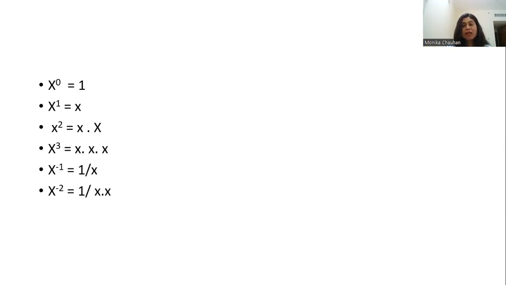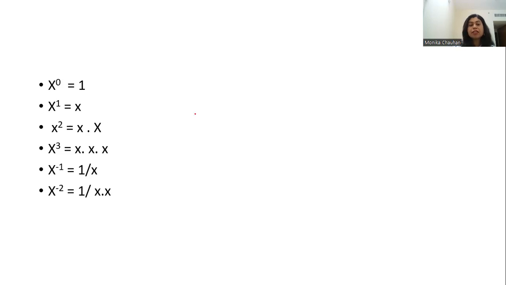So everybody, if you see the pattern, there is a pattern written. X raised to the power 0 is 1. Then x raised to the power 1 is x. Then we have x square as x into x. X cube is x into x into x. And x raised to the power minus 1 becomes 1 upon x. So there is a kind of pattern. So you need to understand how it is.